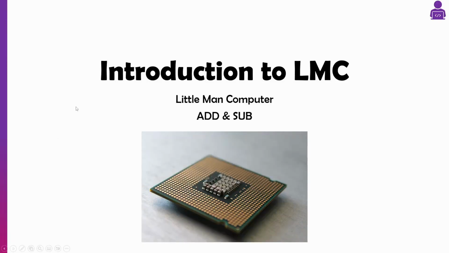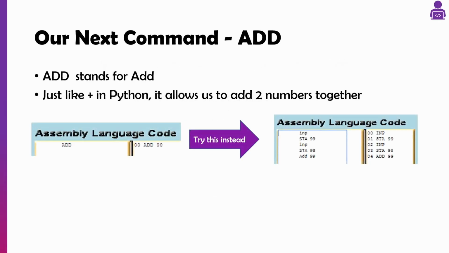Welcome back to the third video in this series of looking at LMC, where today we're going to look at add and sub. So believe it or not, add means add. So it's just like using the plus operator in any programming language, and it allows us to add two numbers together. Now how it works is it normally will take whatever's in the accumulator and add it to a number that's in the mailbox.